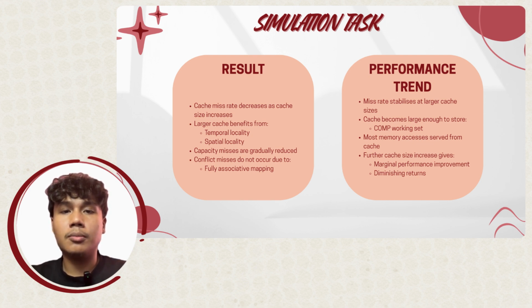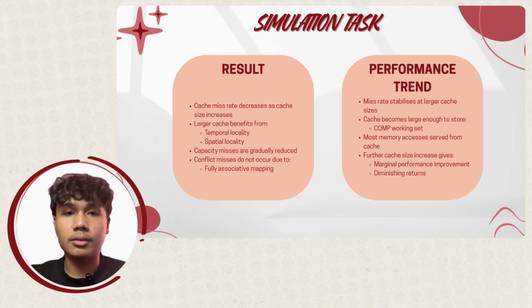As cache size becomes larger, the miss rate starts to stabilize. This happens when the cache is already big enough to store the working set of the COMP program. After that, increasing cache size gives only small performance improvement, which is known as diminishing returns.